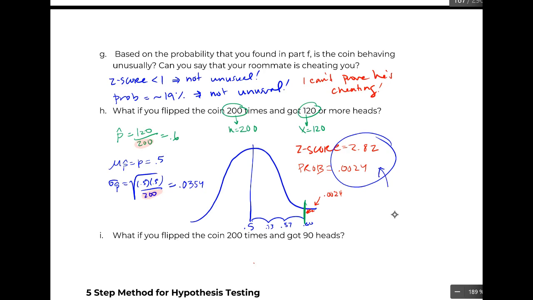There are two possibilities, right? One possibility is we just got lucky when we were flipping the coin. As you saw in class today, it is possible. Or there is something wrong with the coin. So those are the two possibilities.